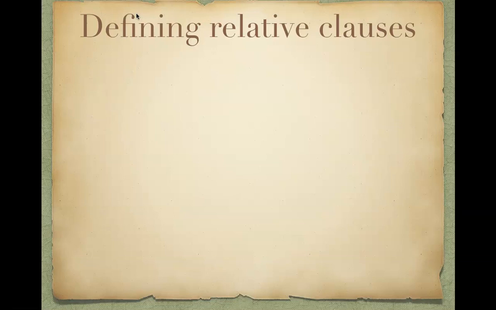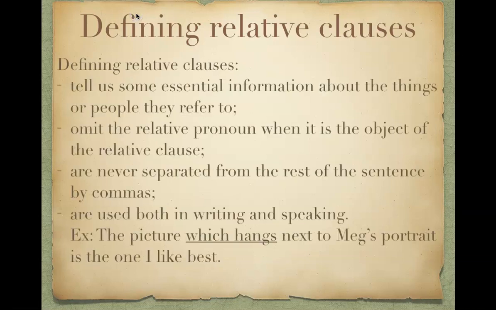Let's talk about the defining relative clauses. So, defining relative clauses tell us essential information about the things or people they refer to. They omit the relative pronoun when it is the object of the relative clause. They are never separated from the rest of the sentence by commas, and they are used both in writing and speaking. For example, the picture which hangs next to Meg's portrait is the one I like the best.